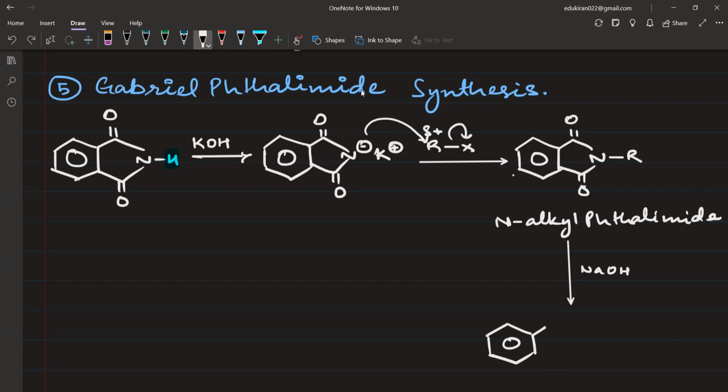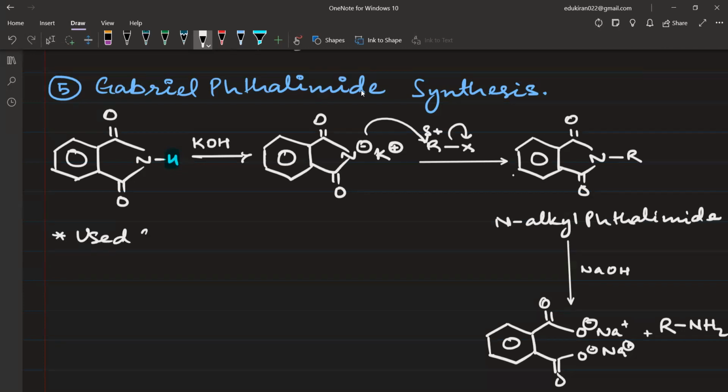So, this will become COO negative. There will be Na positive here and Na positive here. This N will get the two hydrogens and you will get R NH2, 1 degree amine. So why is Gabriel phthalimide synthesis used? It is used for preparation of 1 degree amine. Right, next.